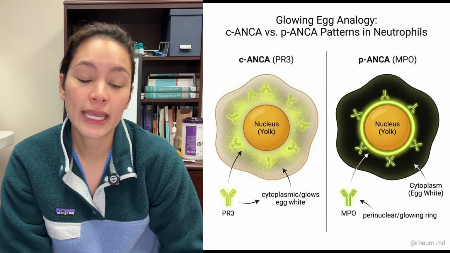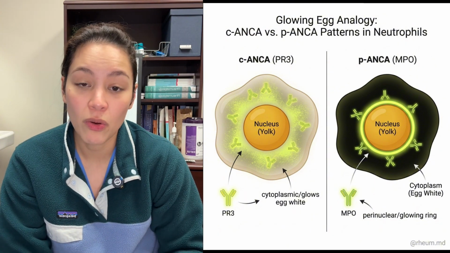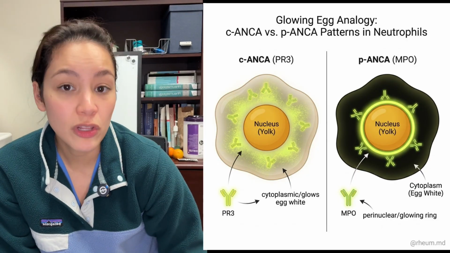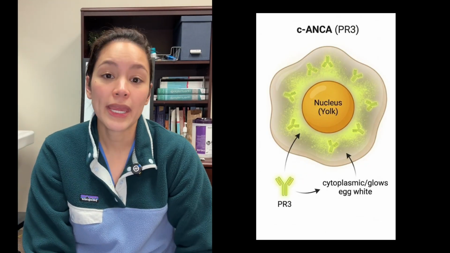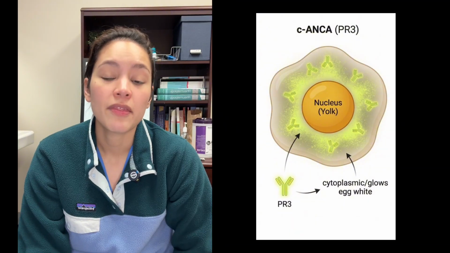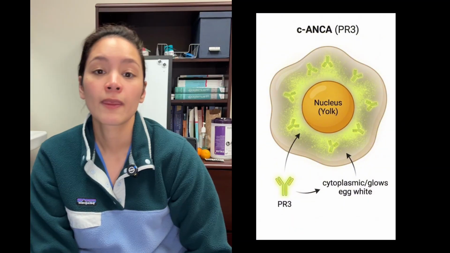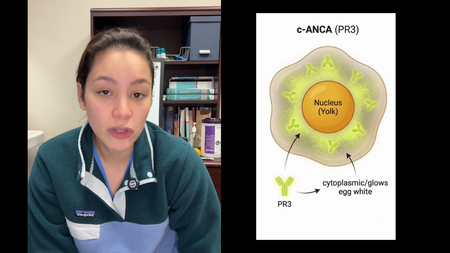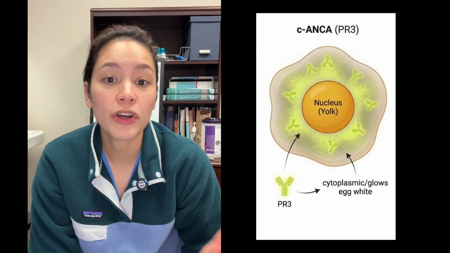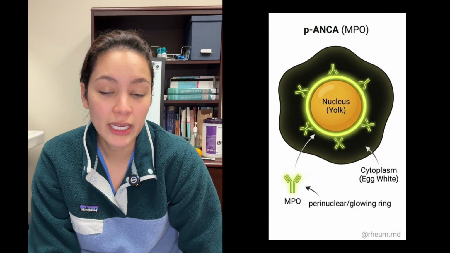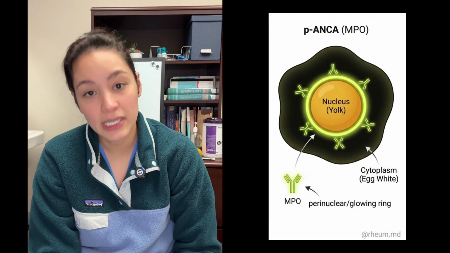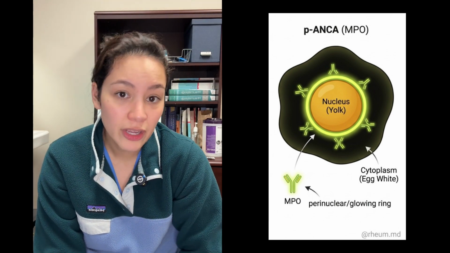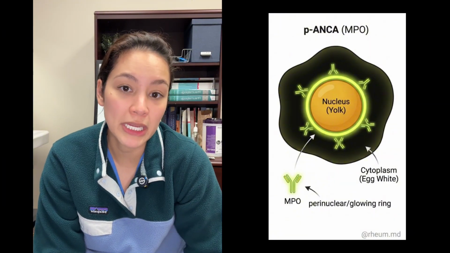The antibodies will bind to their target protein and they will glow under immunofluorescence, and the pattern tells you which type of ANCA it is. Where the glow appears tells you the pattern. When antibodies bind to PR3, then the glow spreads throughout the cytoplasm. This lights up the egg white while the egg yolk stays dark. This scattered grainy glow is called the cytoplasmic pattern, or c-ANCA. When antibodies bind to MPO, the glow looks like it sticks around the nucleus, so around the egg yolk. The egg white remains dark, and this is called the perinuclear pattern, or p-ANCA.